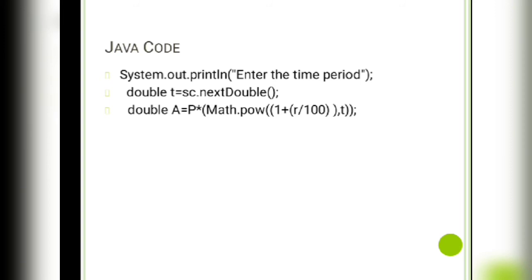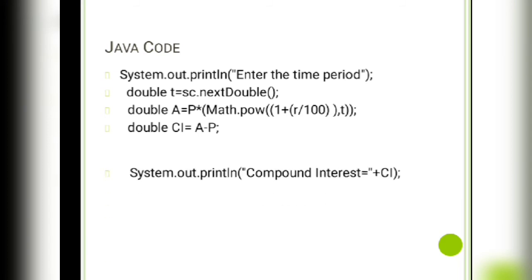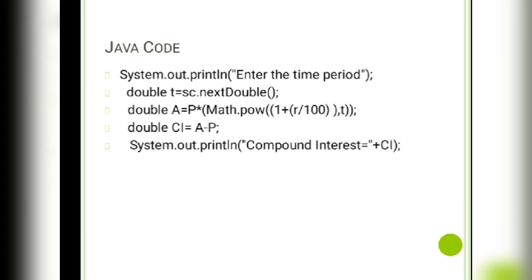We write the amount first, then we calculate the compound interest. At the end you have to print both the values, the compound interest as well as the amount value. At last you have to close the method bracket and at the end close the class bracket.